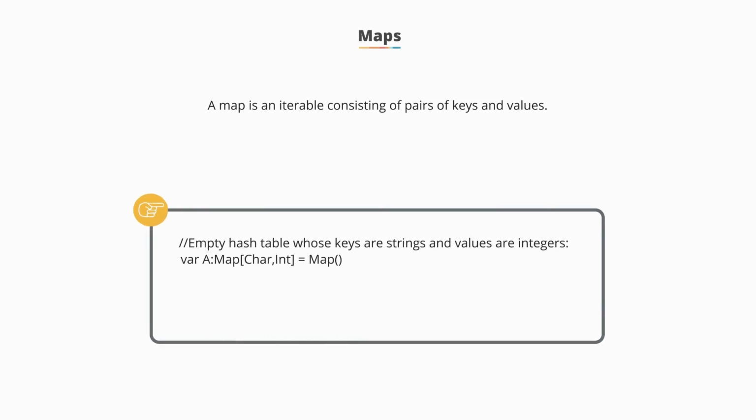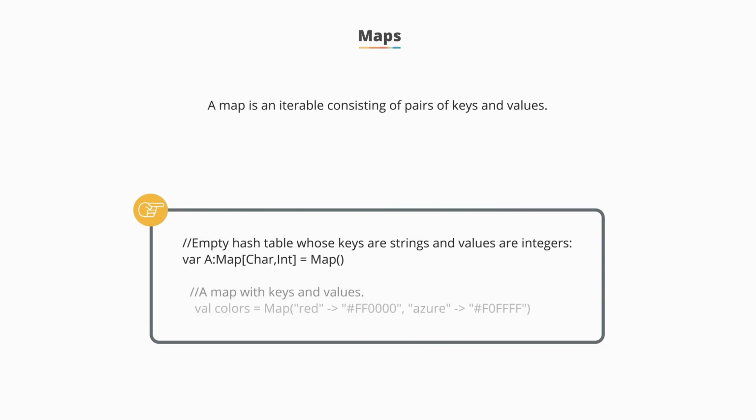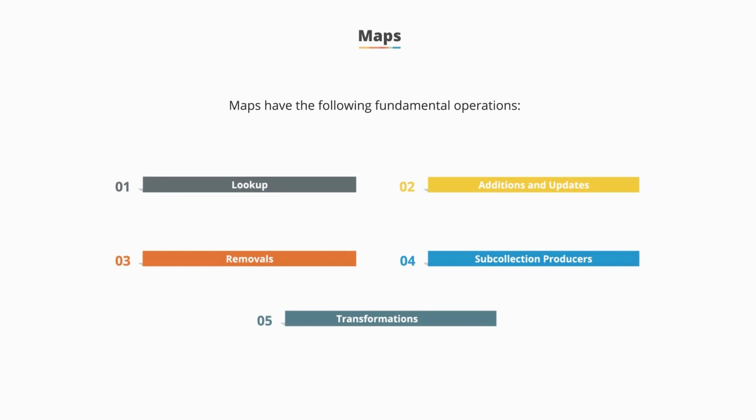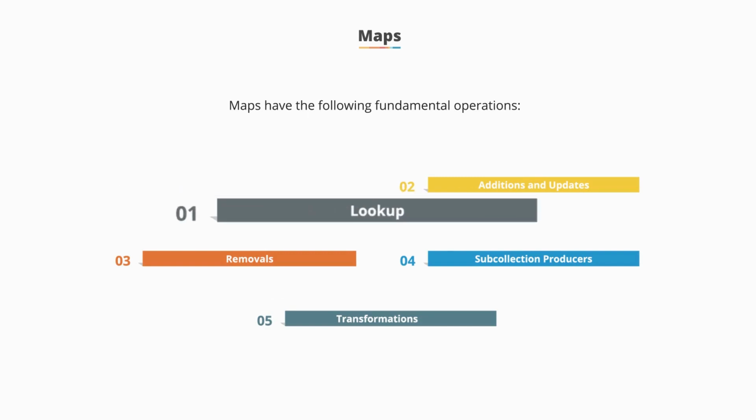The first example shows an empty hash table whose keys are strings, with the values being integers. The second example is a map with both keys and values. Maps have the following fundamental operations. Lookup operations are apply, getOrElse, contains, and isDefinedAt. These turn maps into partial functions from keys to values.